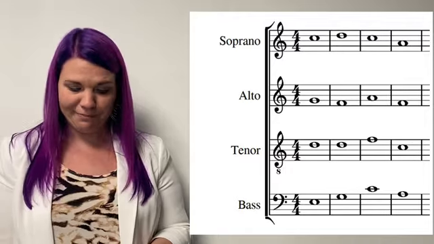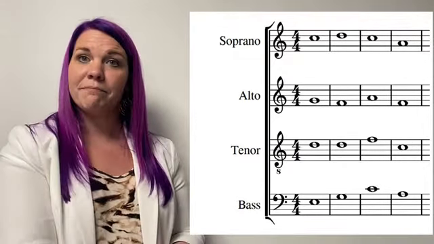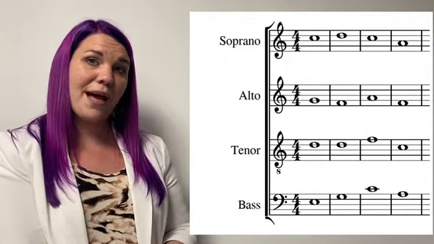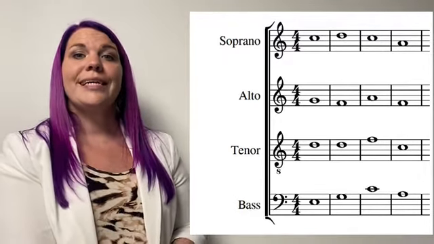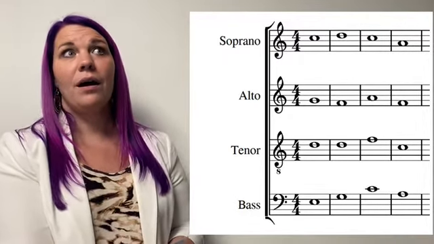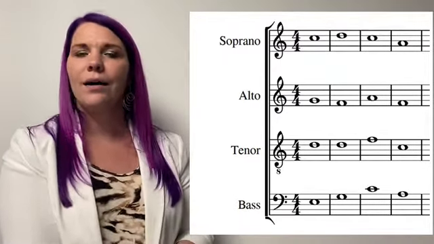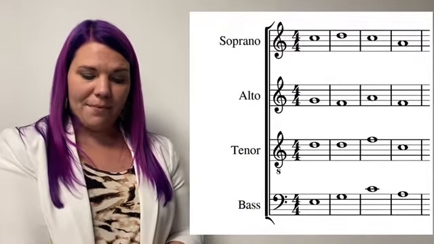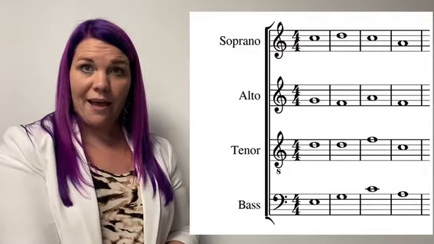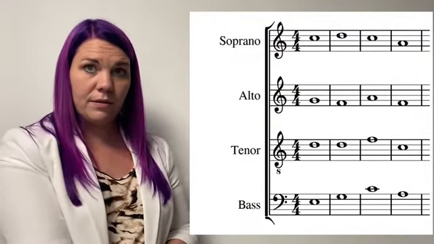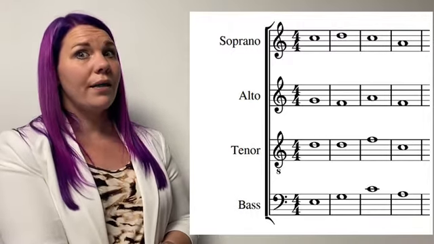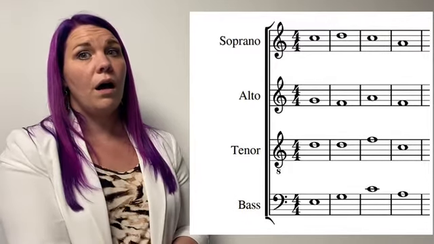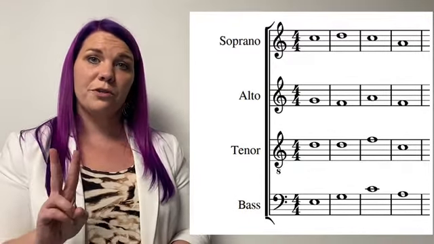Okay, let's look at the alto line. So the altos are starting on the G. The next note for them is an F, which goes down 1 step. We're going 1 note down. The following note for them is an A, which from that F is 2 steps up. There we go. So we've gone from F to A, because we've gone up 2 steps.